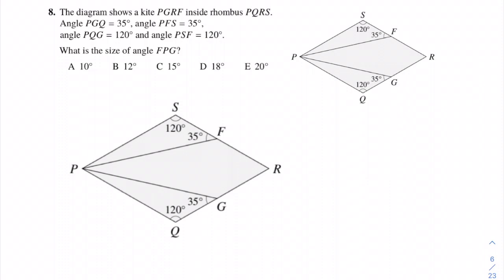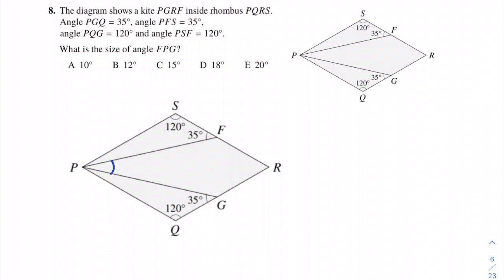Okay, so I've enlarged the diagram, and angle FPG is going to be this angle here, so I'll label that as x. Okay, so the first thing I'll notice here is that this rhombus PQRS contains 2 smaller triangles, which are here and here. So that's PSF and PGQ. And both of those triangles have the same angles.